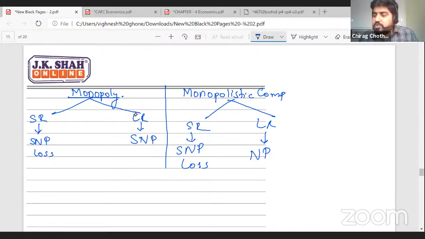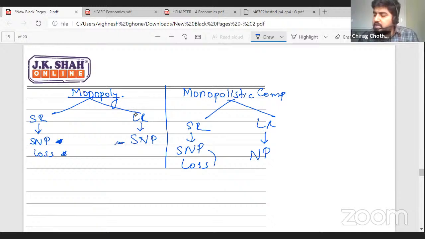In monopolistic competition, in the short run we have supernormal profit and we have losses. In the long run we will have only normal profit. Now students, listen to this very carefully. I'm going to draw this one diagram, because these two are the same as here, so I need not draw it again. The same diagram will be applicable here.